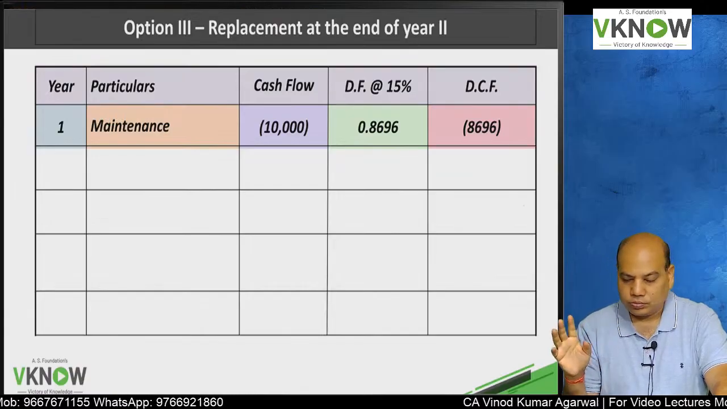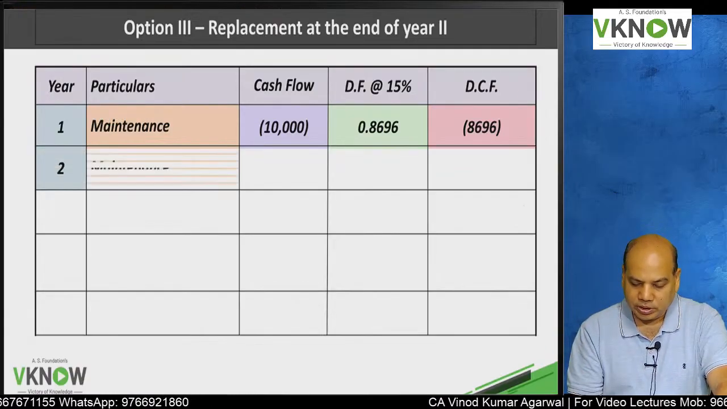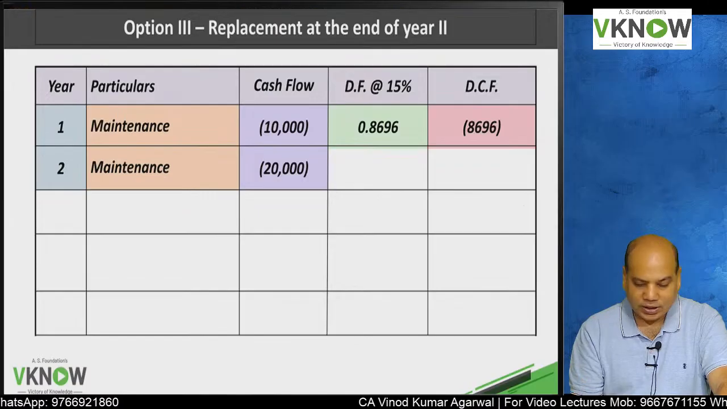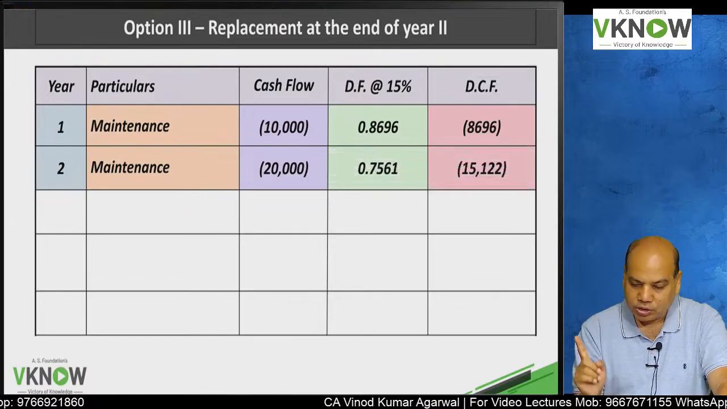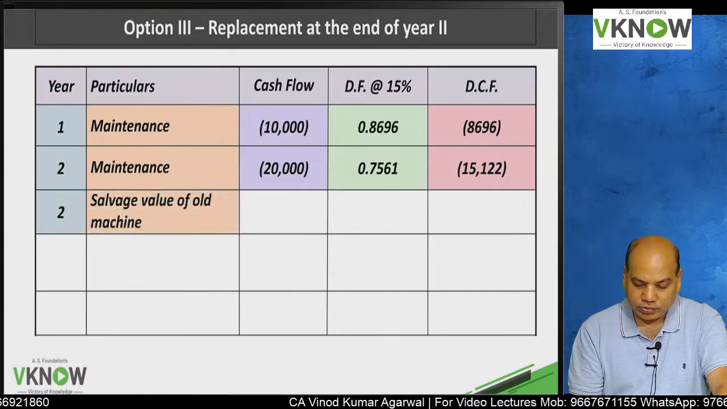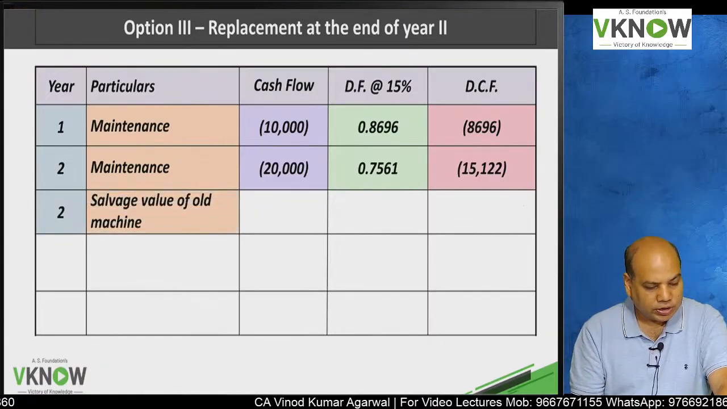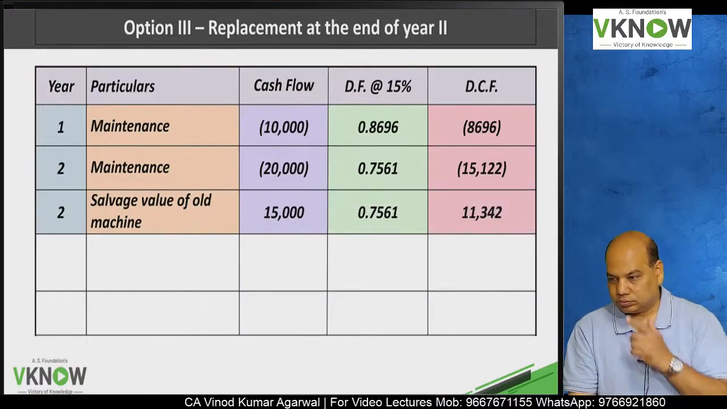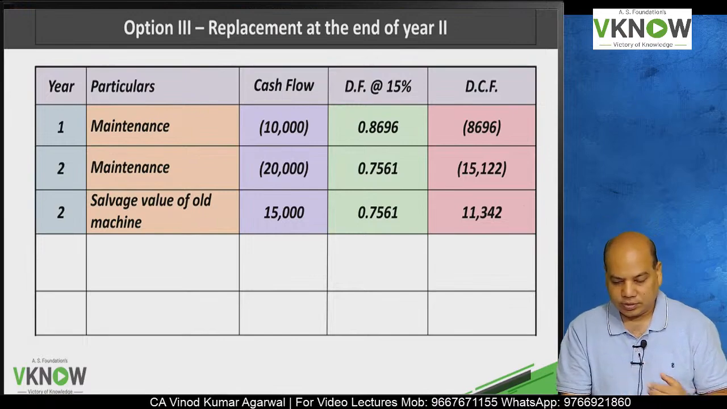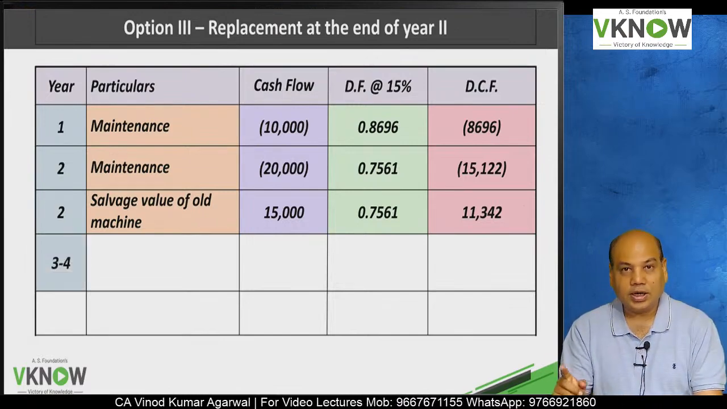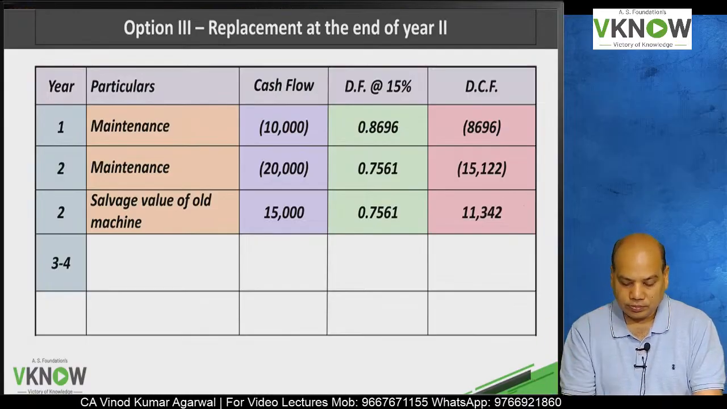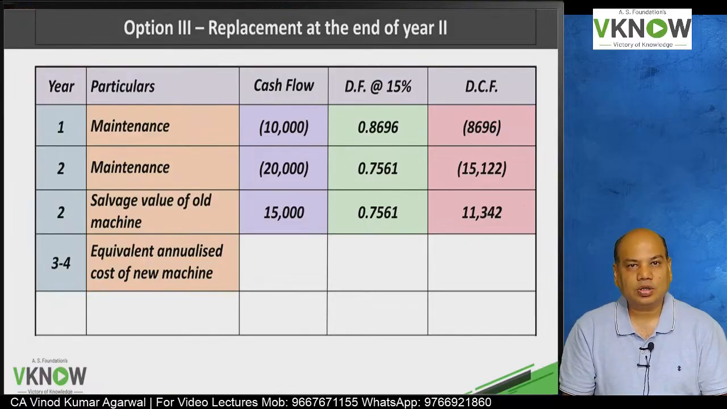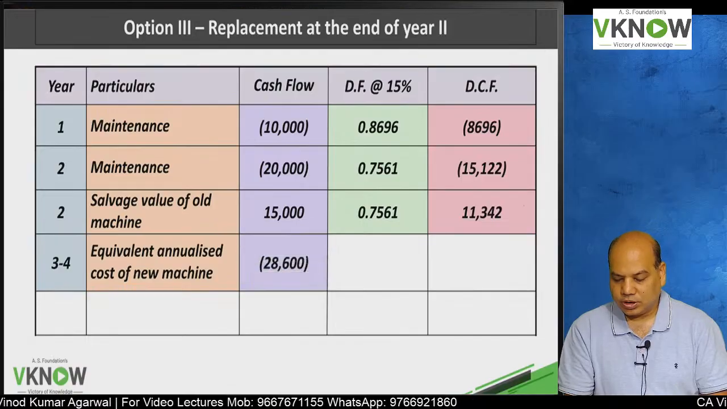Year 1 we are going to use the old machine. Maintenance 10,000. Year 2 we are going to use the old machine. Maintenance 20,000. And in year 2 we are going to sell the old machine. I am going to receive in year 2 salvage value 15,000. Can you see that in the question? Year 2 will get 15,000. And then years 3 and 4, we are going to use the new machine whose annual cost per annum is 28,600.